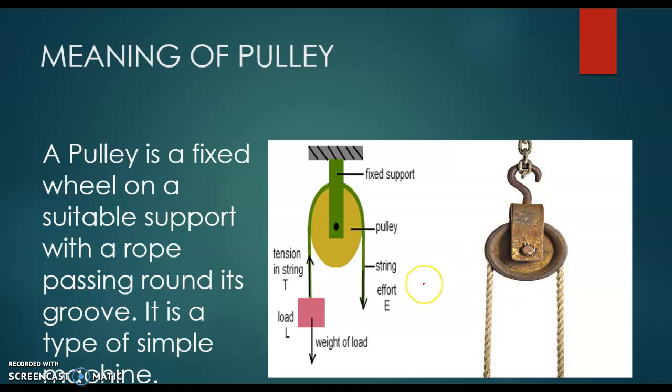It is a type of simple machine in the sense that it is not hard to operate. All you need to do is attach a load to one end of the rope, and you pull at the other end of the rope. You hold the string and drag the string and apply the effort, and the load gets off the ground. It's an easier way for you to lift a heavy load off the ground.